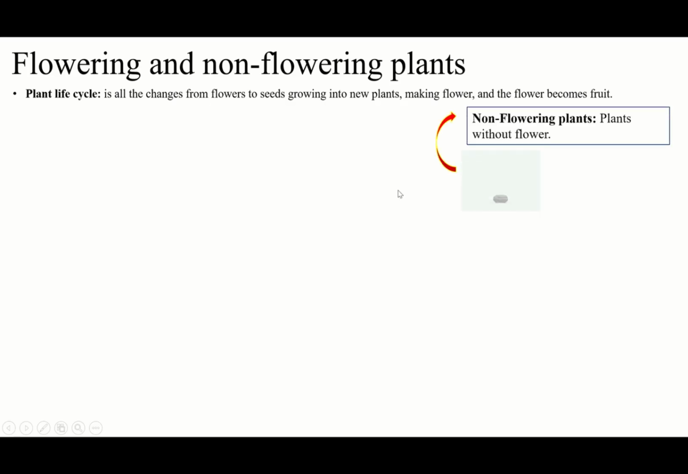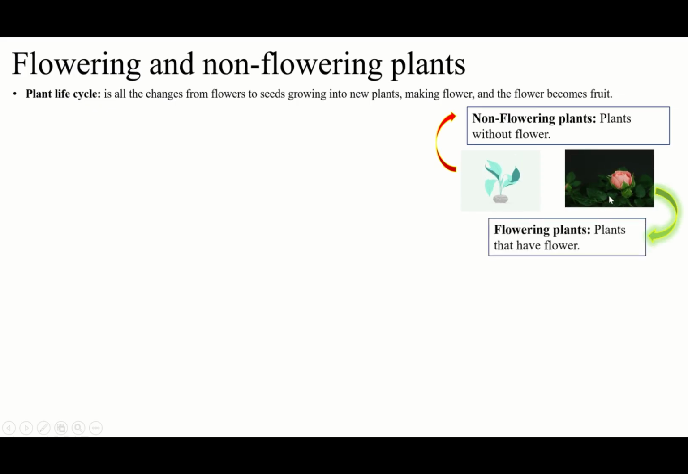And here is non-flowering plants. What do we mean when we say non-flowering plants? We mean the plant without a flower. And here is the plant with a flower. Plants without flowers, we say non-flowering plants, and plants with flowers, we say flowering plants. So the difference is so simple. Just by one "non", we make it negative. It doesn't have it.